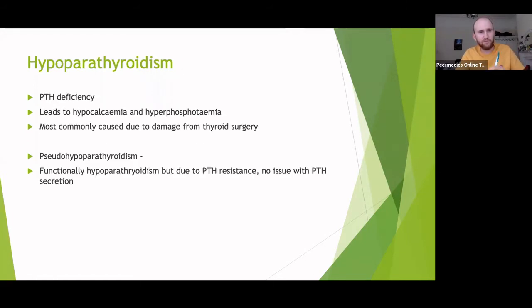Okay. I thought it would make sense just to go straight on to hypoparathyroidism. Obviously, it's PTH deficiency that leads to hypocalcemia and hyperphosphatemia. And as we discussed in the quiz, it's most commonly caused by damage from thyroid surgery. Total thyroidectomies cause hypocalcemia in 9% of patients, which we will discuss the management of in a little bit.